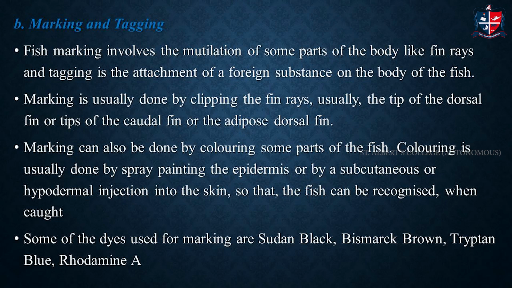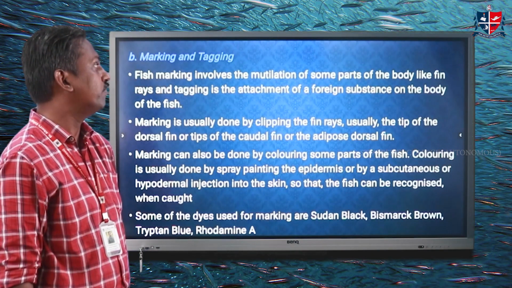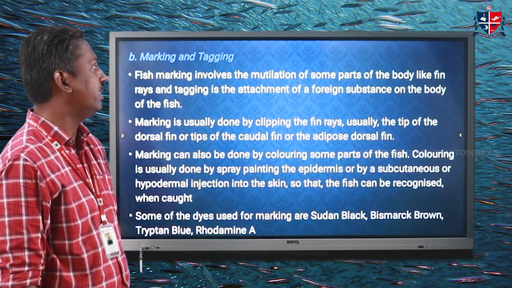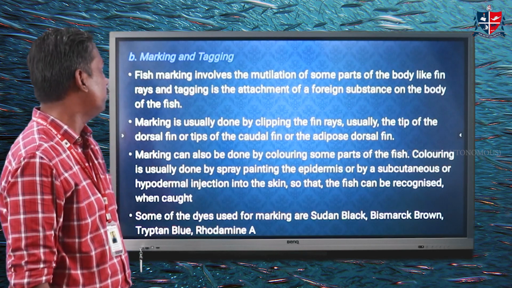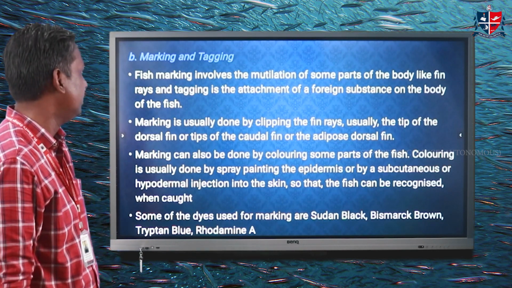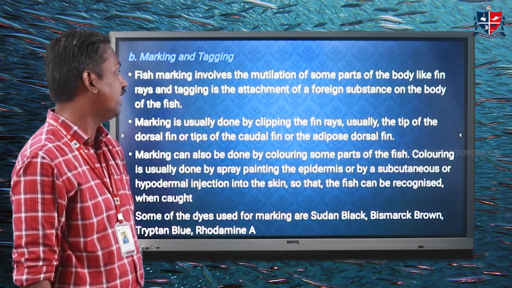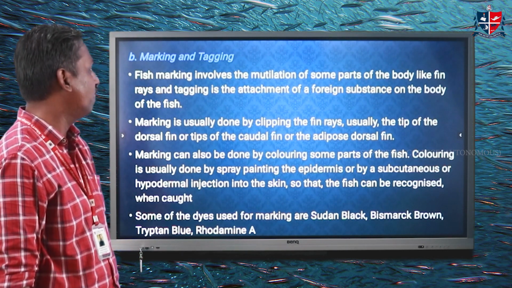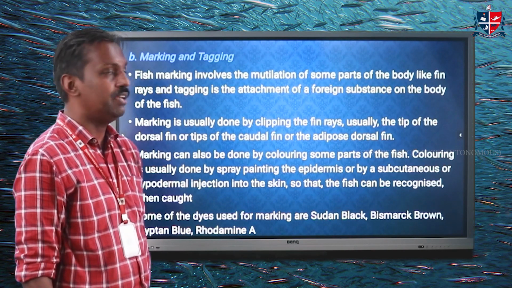Second is marking and tagging. Fish marking involves the mutilation of some part of the body like fin and rays, and tagging is the attachment of a foreign substance on the body of the fish. Marking is usually done by clipping the fin rays, usually the tip of the dorsal fin or tip of the caudal fin or the adipose dorsal fin.